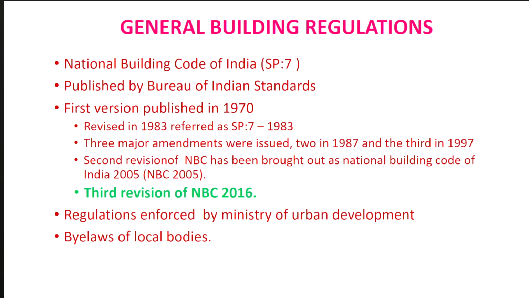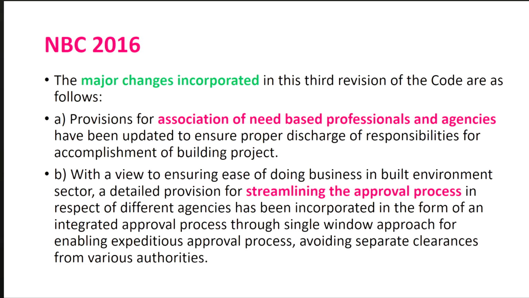So as you can see, it's a lot voluminous, volume 1, volume 2, more than 1000 pages. So it is called as SP7, special publication number 7, published by Bureau of Indian Standards, first published 1970, then again, this is third revision 2016. Okay, this we have already seen. So why it was required, because some major changes were required to be incorporated in this revision.